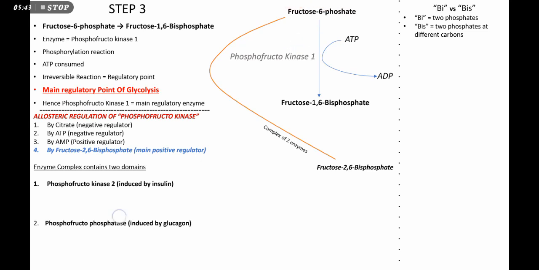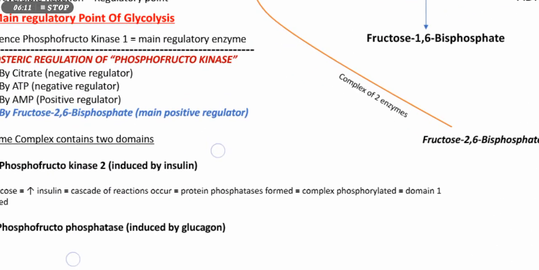As we can see now, phosphofructokinase 2 is the one which forms fructose 2,6-bisphosphate and activates phosphofructokinase 1, but the phosphatase is what causes phosphofructokinase 1 to be inhibited because it removes fructose 2,6-bisphosphate. I hope I'm clear. Now, what actually happens is that phosphofructokinase 2 is induced by insulin. Well, how? Here it is.